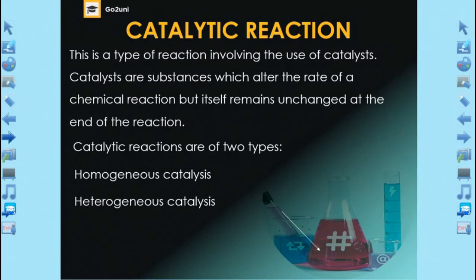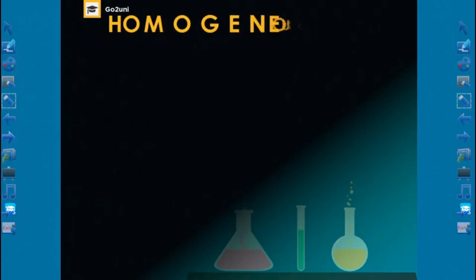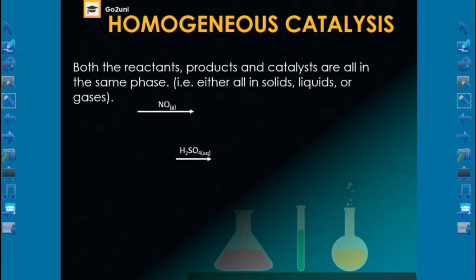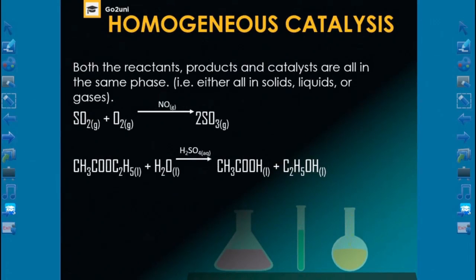Let us take a look at what we mean by homogeneous catalytic reaction or homogeneous catalysis. Homogeneous catalysis is that type of catalytic reaction in which the reactants, the catalysts, and the products are all in the same state of matter. Or if we so wish, you can say they are all in the same phase.